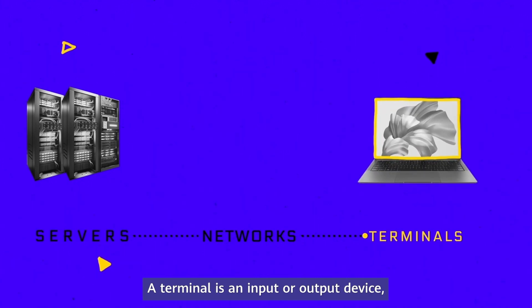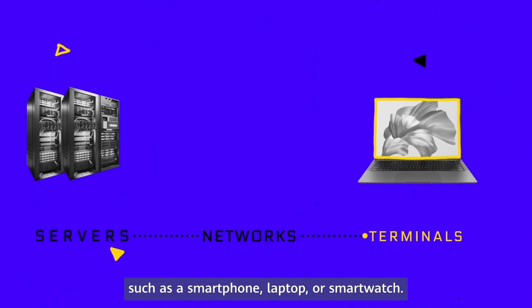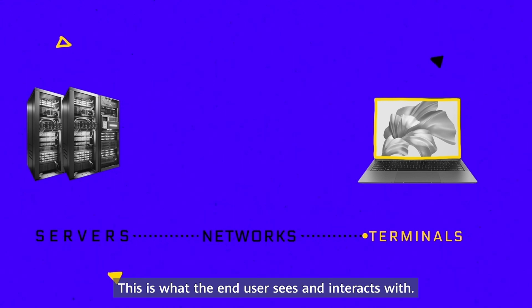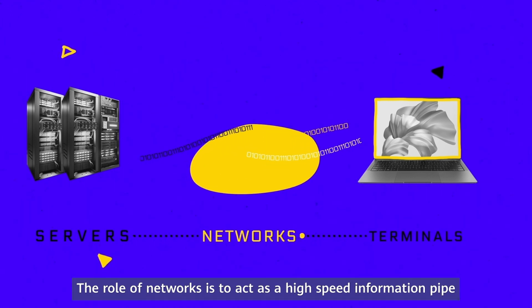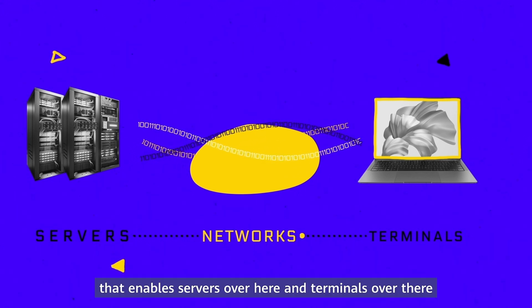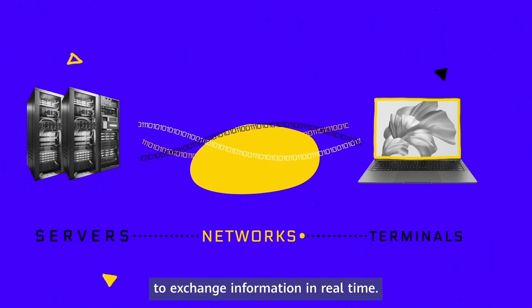A terminal is an input or output device, such as a smartphone, laptop, or smartwatch. This is what the end user sees and interacts with. The role of networks is to act as a high-speed information pipe that enables servers over here and terminals over there to exchange information in real time.